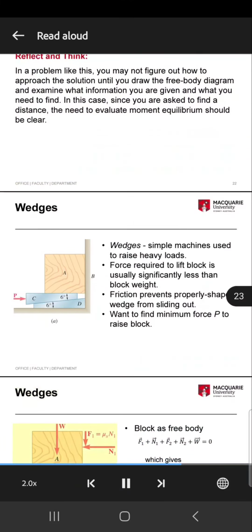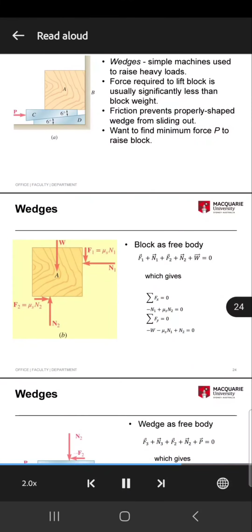Wedges. Free body diagram of wedges. Free body diagram of block A showing the weight force W, friction and normal forces from the wall, F1 and N1, as well as friction and normal forces from the weight C, F2 and N2.